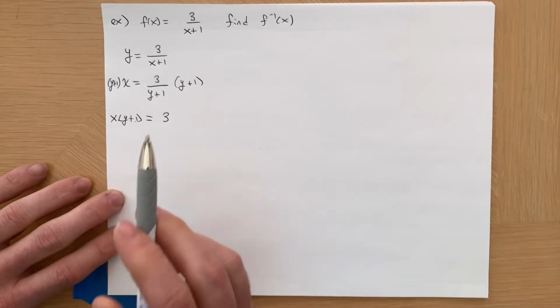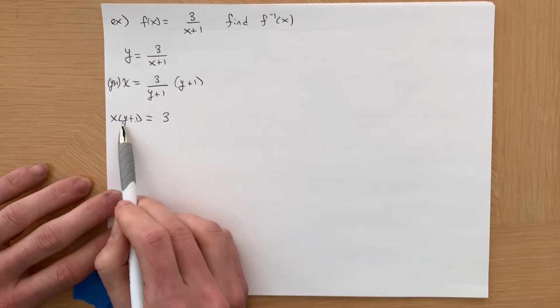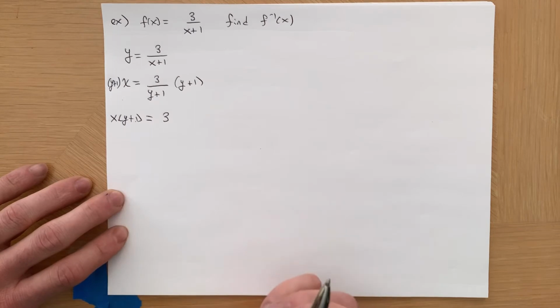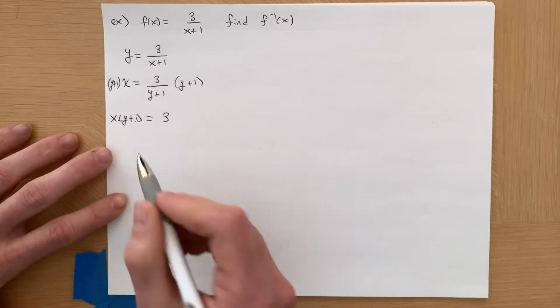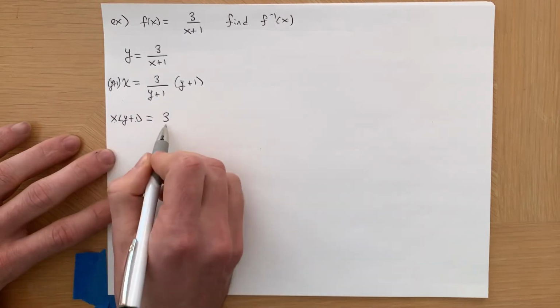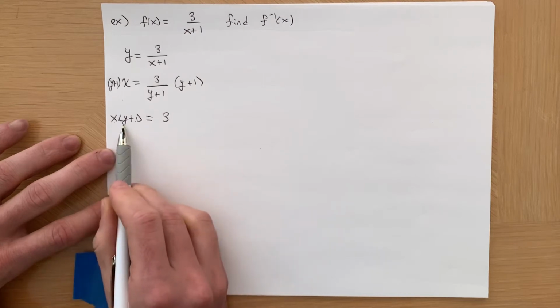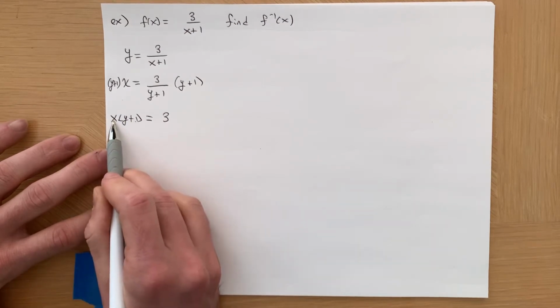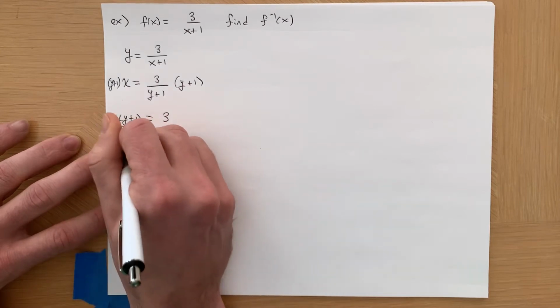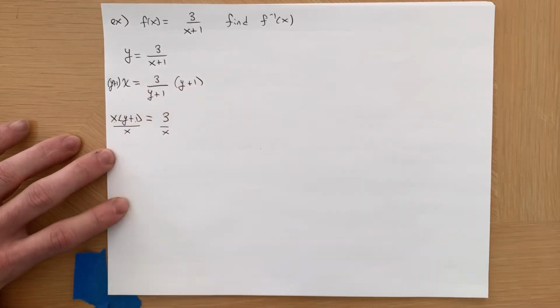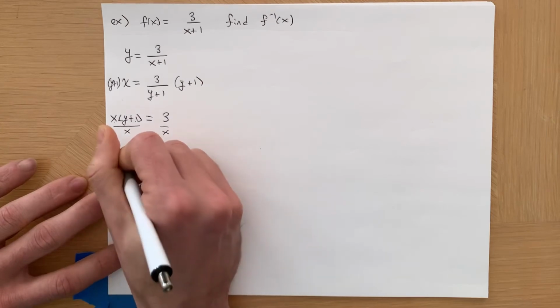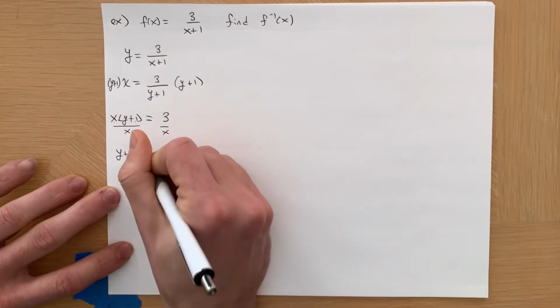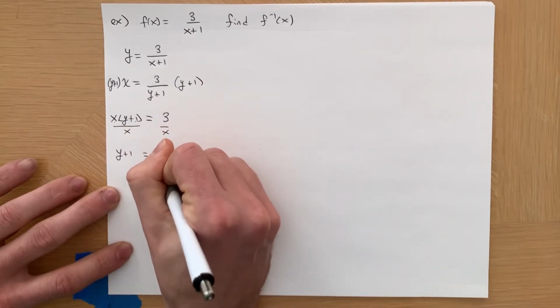So now what we need to do, in order to solve for y, there's a couple things we could do here. Let's do it this way. We can just take this x and divide it over to the right. The whole goal is to get y alone on one side. And right now we have this y plus 1 times x. So we could just divide the x on the left, divide the x on the right. The x's cancel on the left, so now you just have a y plus 1 on the left. And that's going to equal 3 over x.